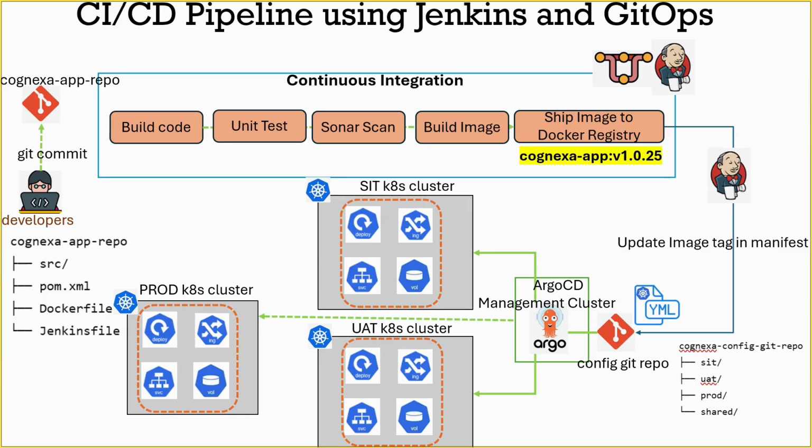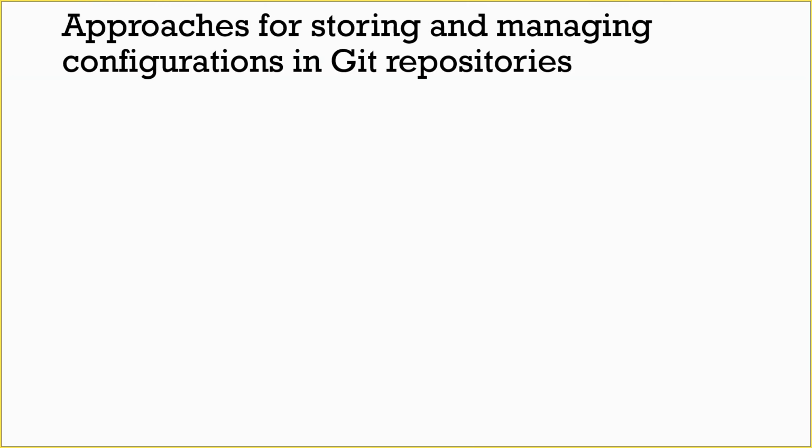Well, this way, the exact same image that was tested in SIT and validated in UAT is eventually promoted to production. One important point I would like to highlight here is that ArgoCD can manage Kubernetes deployments using several approaches for storing and managing configurations in Git repositories. Let's quickly look at the most common approaches used in real-world projects.